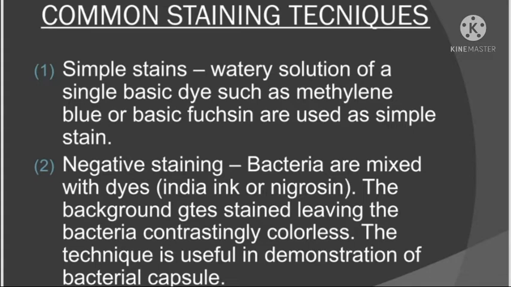Second one is negative staining, also called capsule stain. The negative stain is particularly useful for determining cell size and arrangement. It can also be used to stain cells that are too delicate to be heat fixed. Negative staining stains the background, not the bacteria.